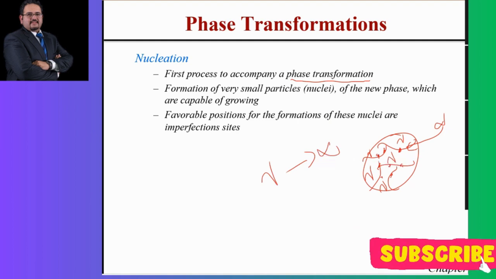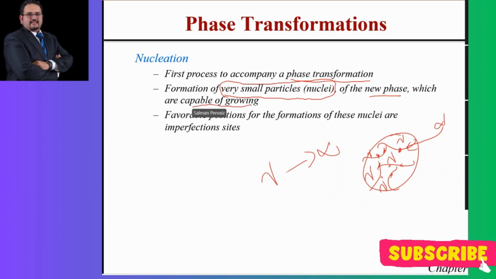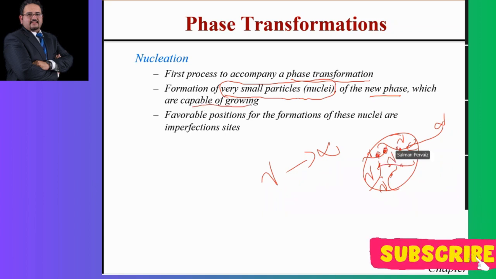So what is nucleation? A formation of very small particles that are called nuclei, right, of a new phase, which are capable of growing. So with the passage of time, what would happen? These nuclei will grow and it will start giving you a different phase, right?